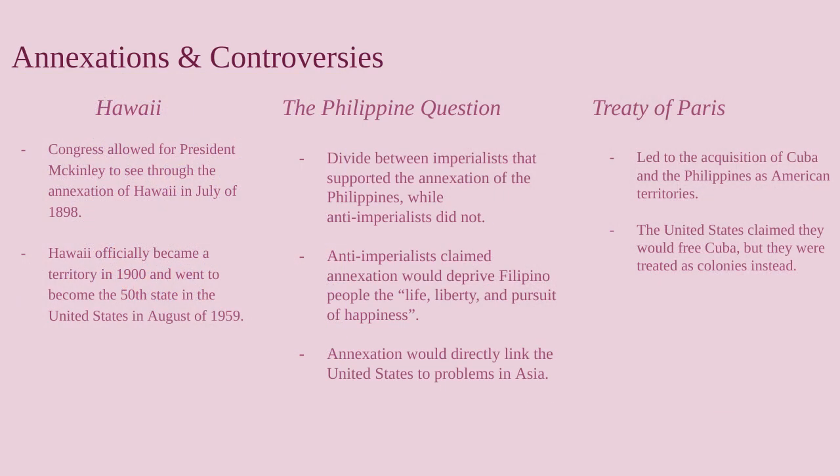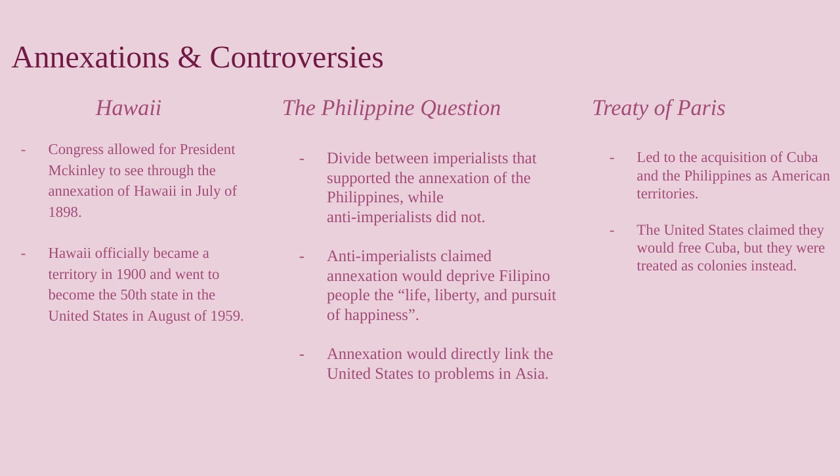Annexations and controversies. Hawaii. Following the outbreak of war in the Philippines, Congress allowed President McKinley to see through the annexation of Hawaii in July of 1898. Hawaii officially became a territory in 1900 and went on to become the 50th state in the United States in August of 1959.